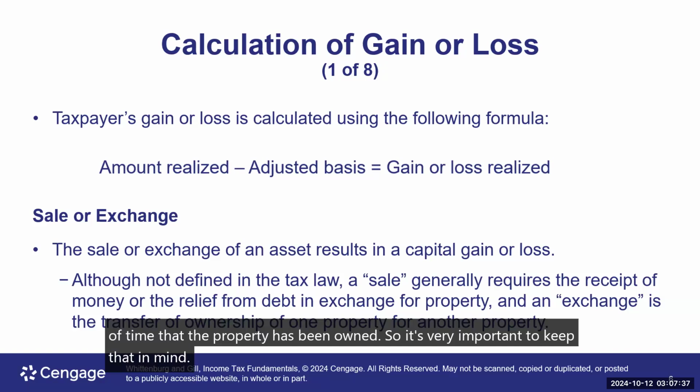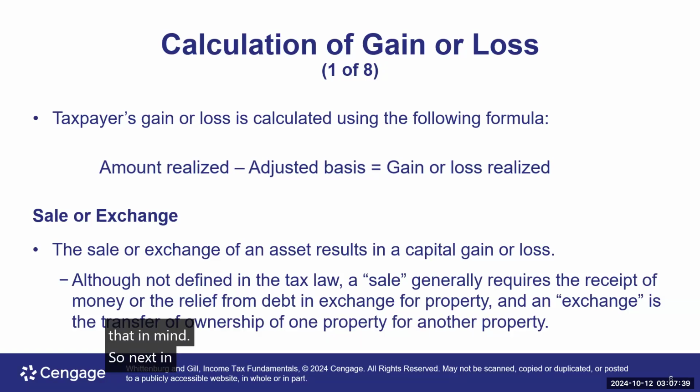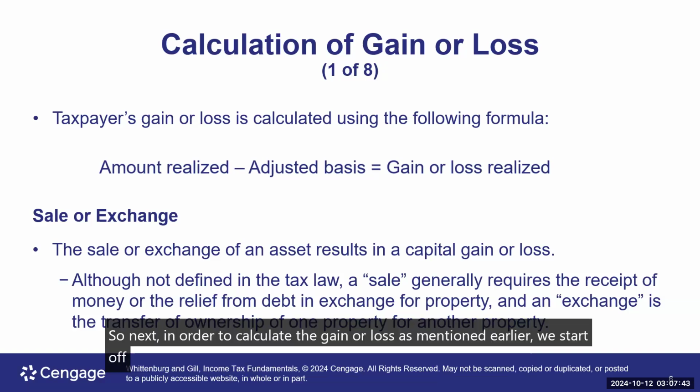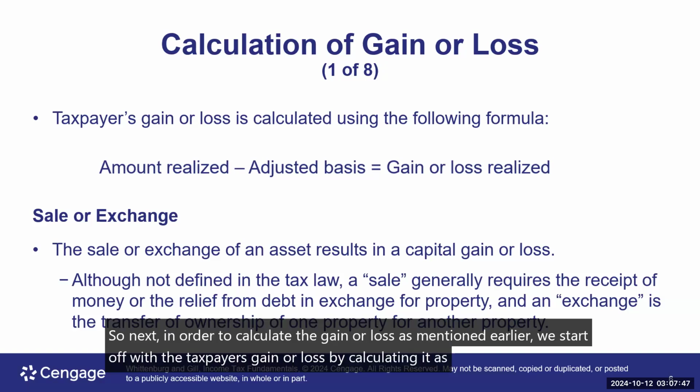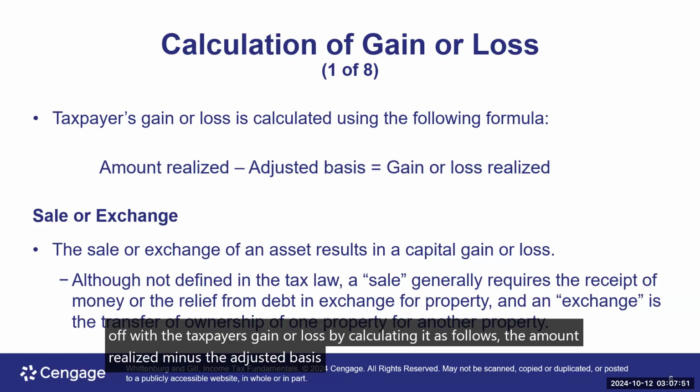So next, in order to calculate the gain or loss, as mentioned earlier, we start off by calculating it as follows. The amount realized minus the adjusted basis equals the gain or loss that is going to be realized.